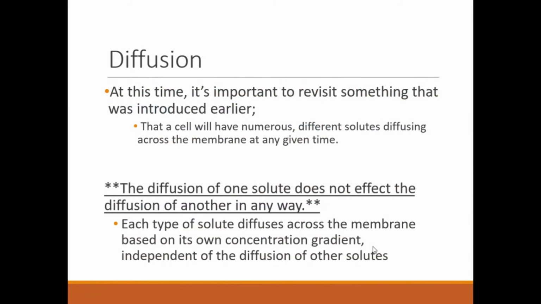So at this time, it's important to go back and reintroduce something that we mentioned earlier. We are going to have numerous solutes present. If we only have one solute, it will diffuse across based on its own characteristics, from a high concentration to a low. If there are 100 different solutes involved, they all still only behave based on their own individual characteristics and concentration gradient. The presence of any other solute doesn't influence the diffusion or its rate at all. They are completely independent events.